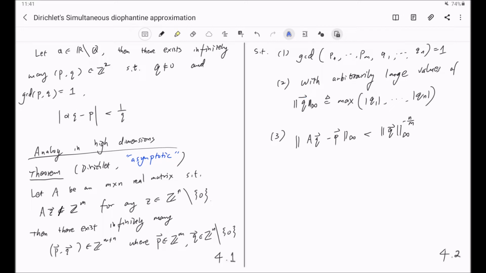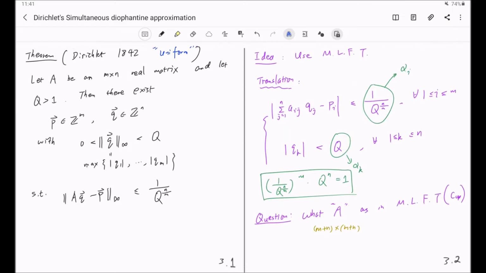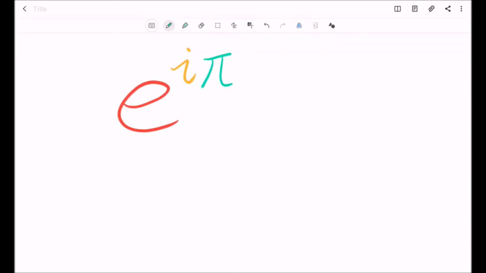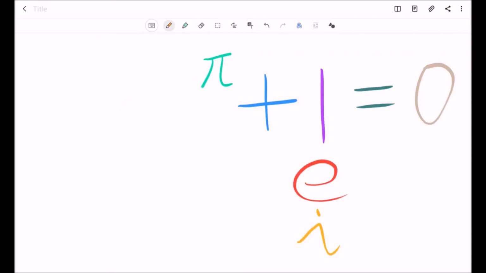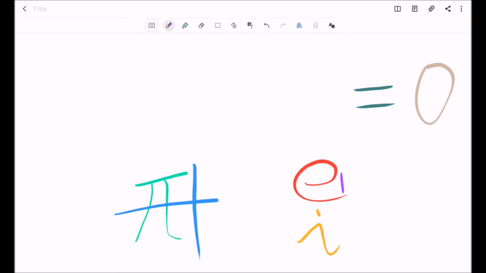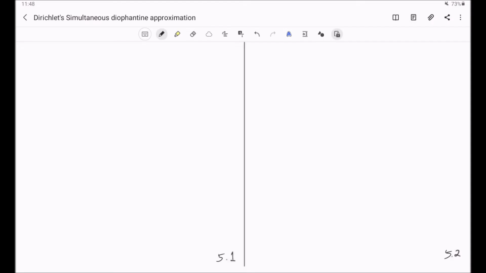I believe you should be able to prove this theorem by yourself just from the uniform version of simultaneous Diophantine approximation by carefully choosing this Q. I'll let you think about it on your own for a while, but I will give you the proof anyway. You might want to try it yourself first. Okay, now let me give you the proof.